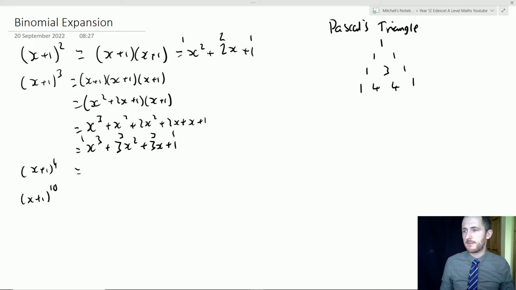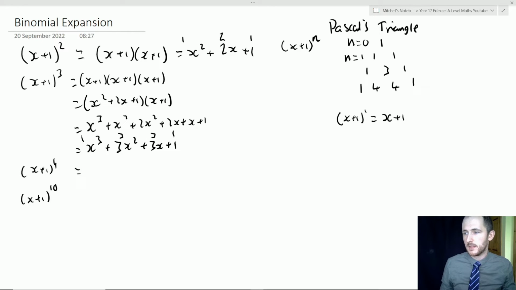Okay, and you can keep following this to basically create what the numbers are going to be in front of this. So this would be for when the power is 0, obviously it's just going to be 1. Then when the power is 1, we just get 1 and 1, right? Because (x + 1) to the power of 1 is just x plus 1. So the numbers in front of these are 1 and 1. Then n equals 2, we get 1, 2, 1, and so on.